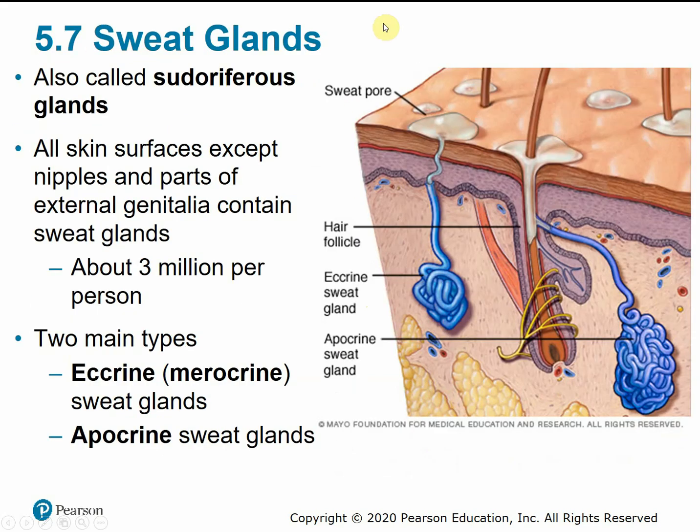Sweat glands are also sometimes called sudoriferous glands. Sweat glands are found in all skin surfaces except some select locations like the nipples and external genitalia. The two main types of sweat glands include your eccrine sweat glands, which are just your stereotypical sweat glands for thermoregulation, and apocrine sweat glands, which are a little bit different and are going to be responsible for what we know as body odor.